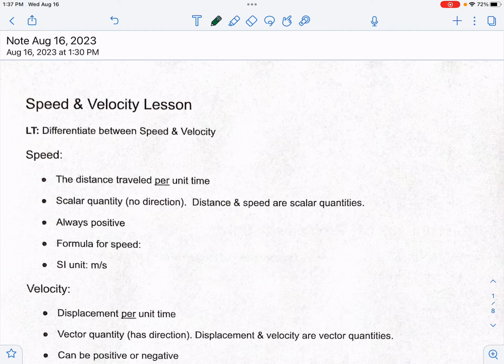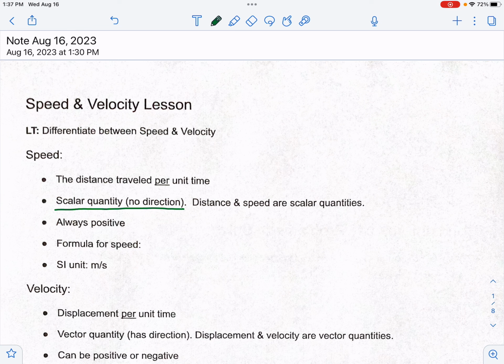Okay, so this video is going to go over pages 15 through 17. We're actually going to talk about calculating speed and velocity. So we're going to look at speed first. That is going to be your distance traveled per unit of time. Okay, it is a scalar quantity, so you need to make sure you remember that term. Okay, scalar means it has no direction.